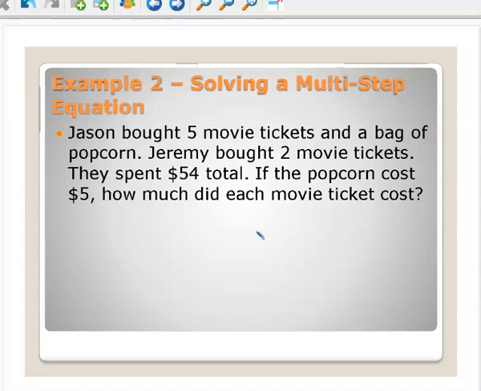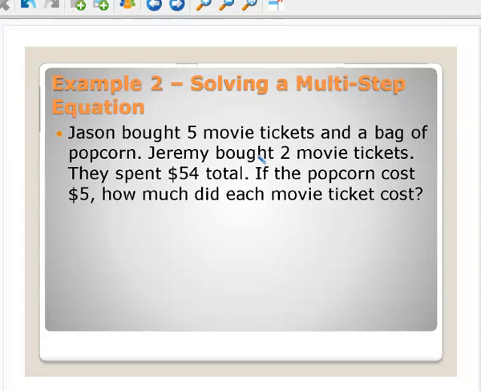Okay, let's apply that in a little bit more of a real-world type of situation. And you guys know I like going to movies, so I had to throw a movie one in here. We have Jason here, and he bought 5 movie tickets and a bag of popcorn. His friend Jeremy bought 2 movie tickets, and together they spent $54. If the popcorn is $5, how much did they each spend?